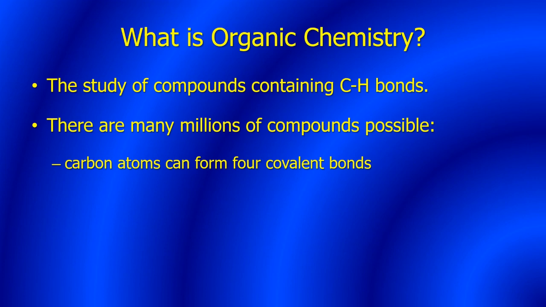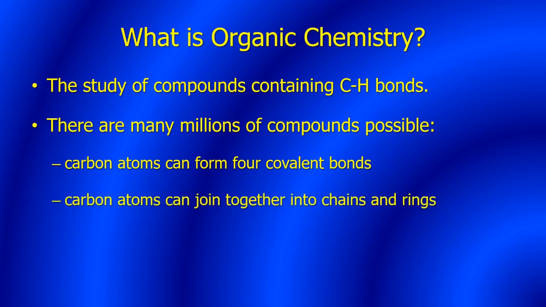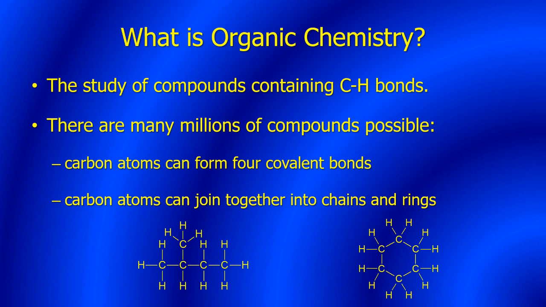Well, the first reason is that carbon atoms are able to form 4 covalent bonds and so can join to other carbon atoms to make great big long chains, and they can also join together into rings as well. And a couple of examples there to show you the atoms joined together in a chain, maybe with a branch in it, or the atoms joined together in rings.